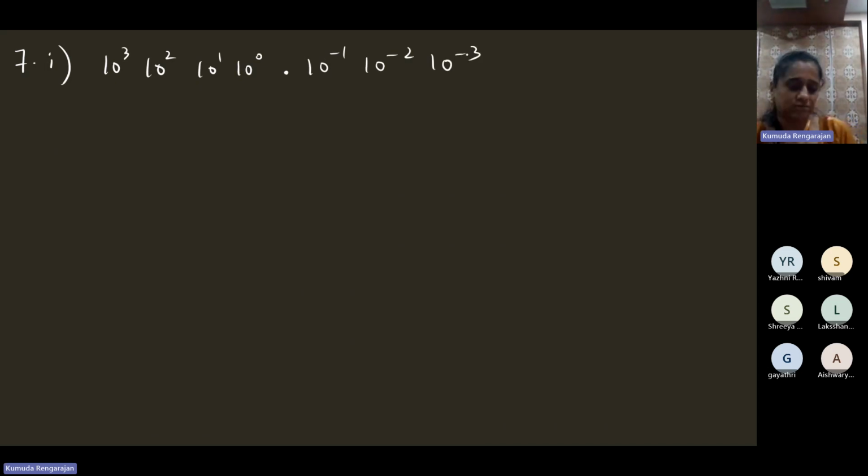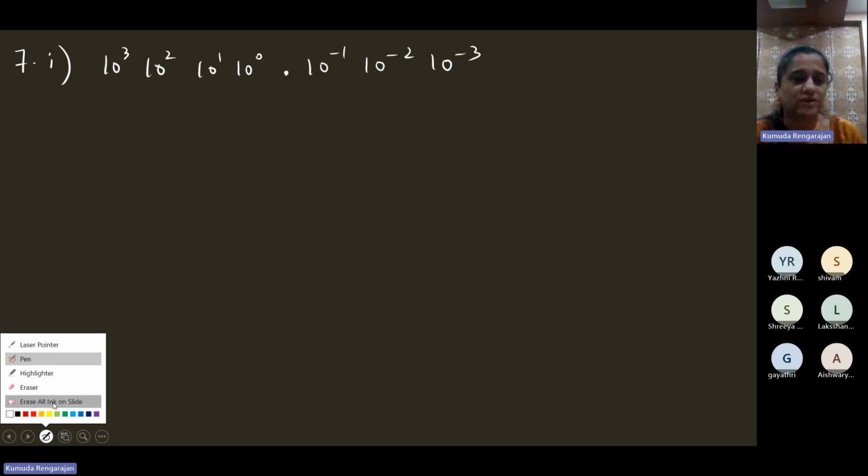So find the number. You can use the place value chart. So 10 to the power 3, 10 to the power 2, 10 to the power 1, 10 to the power 0, decimal point. Correct? 10 to the power minus 1, 10 to the power minus 2, 10 to the power minus 3, and so on. This is how you write the place values in the exponential form. Let me just write it once again.